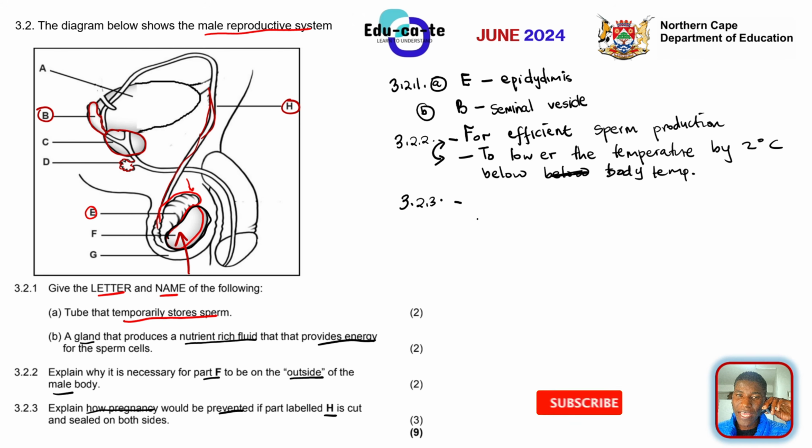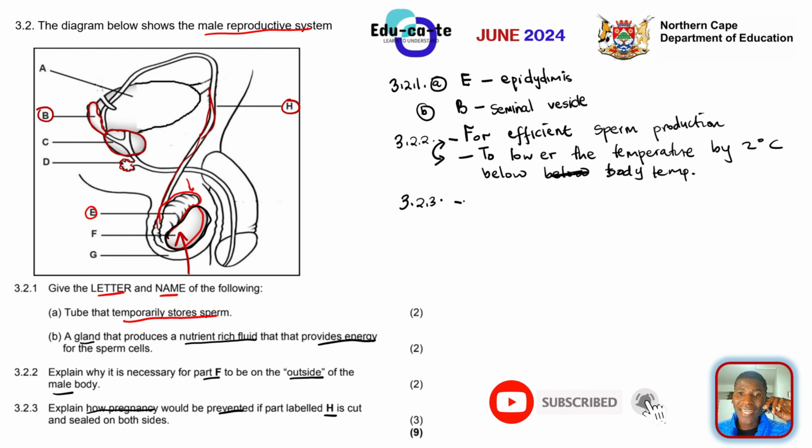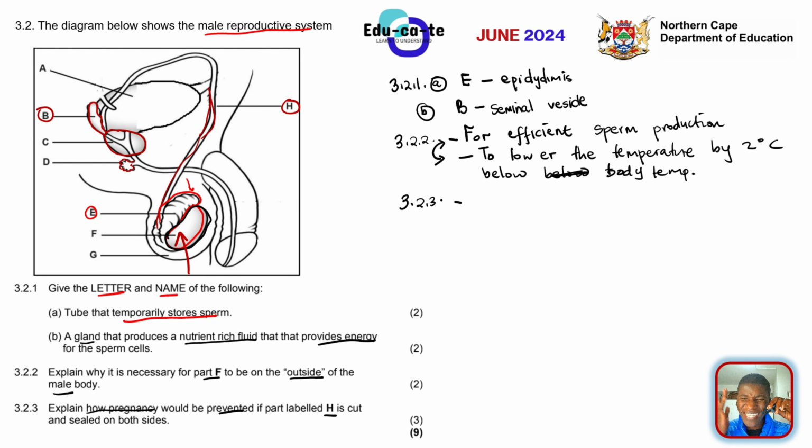So basically here, when we cut and seal this part, the sperm cells will not be able to reach the urethra, because this tube, this vas deferens, part H, guys, it is there to transport sperm cells from the epididymis to the urethra. The urethra is just this tube that is found here in the corpus cavernosum of the penis. So we can say that the sperm cells will not be able to reach the urethra. Okay, so the sperm cells are blocked.